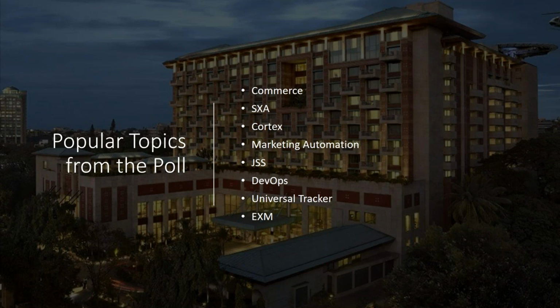We got quite a few, over 100 responses. From there, these were the ones which stood out as the popular topics. You could submit your paper on any of these, like Commerce, SXA, Cortex, Marketing Automation. There's a ton to do on marketing automation. JSS seems to be a very hot topic as well. DevOps, Universal Tracker, new EXM. But if you think of anything else in the Sitecore realm, please do submit a paper. It doesn't have to be just these topics, but these came out to be the few topics which were pretty popular in the poll.